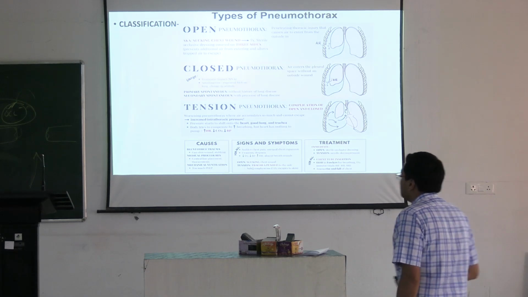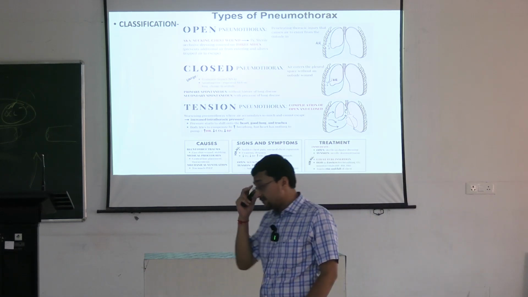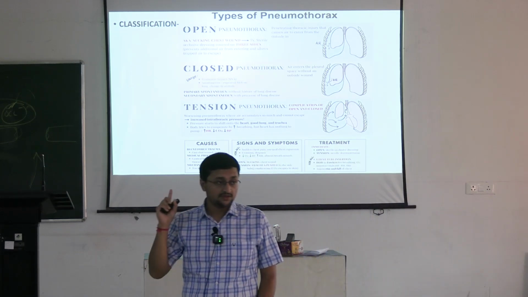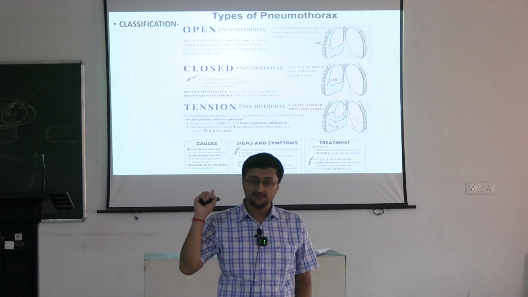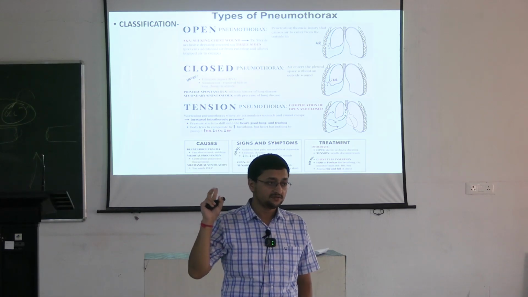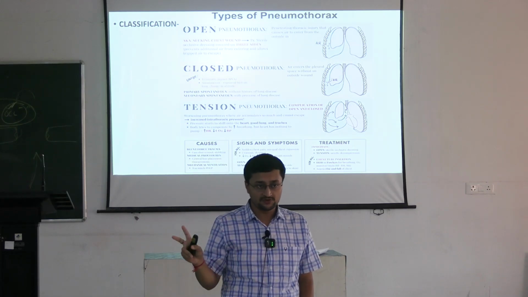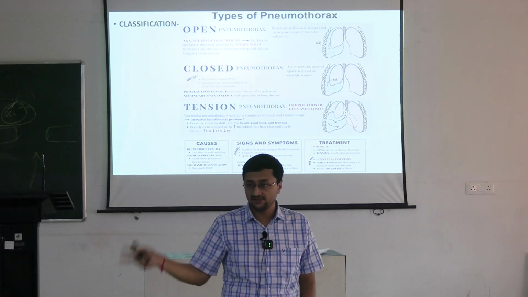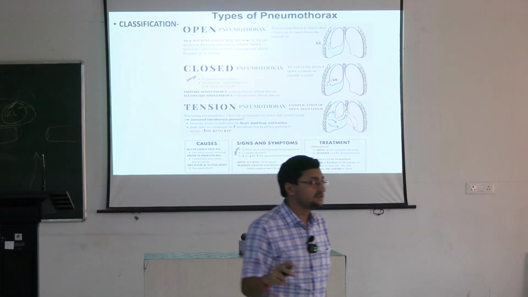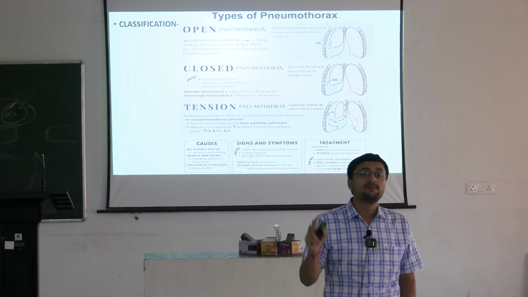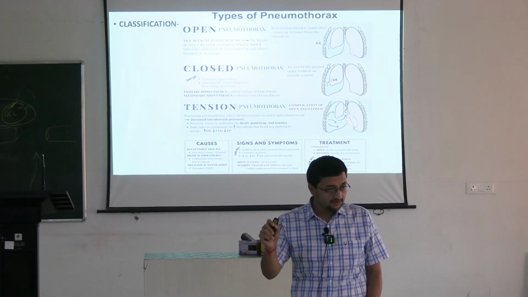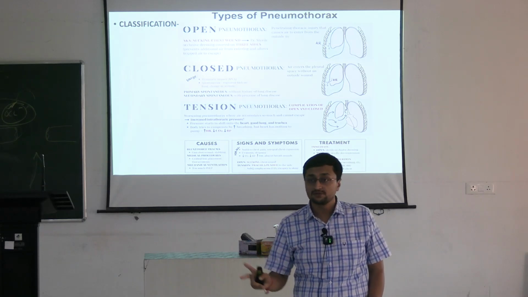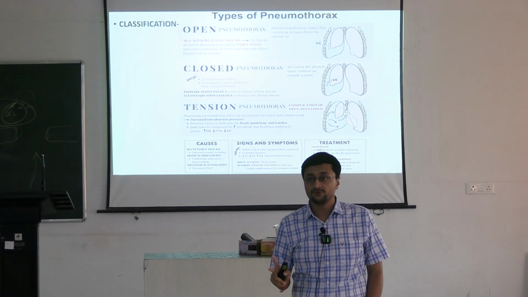Okay, so this is according to the mechanism of pneumothorax. These are the types of pneumothorax. You have no idea about pneumothorax, right? In your physiology class or any. Okay, so there are three types according to the mechanism. One is open, second one is closed, third one is tension pneumothorax.